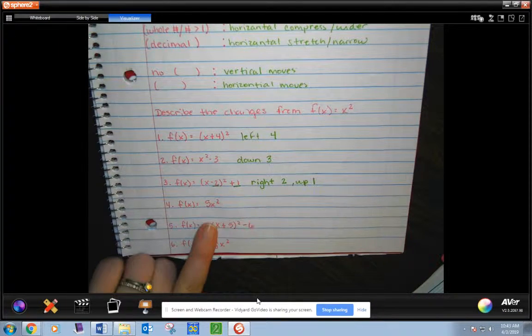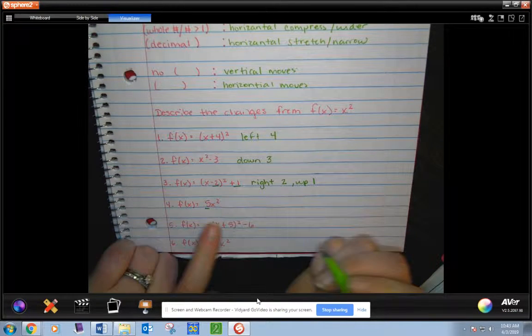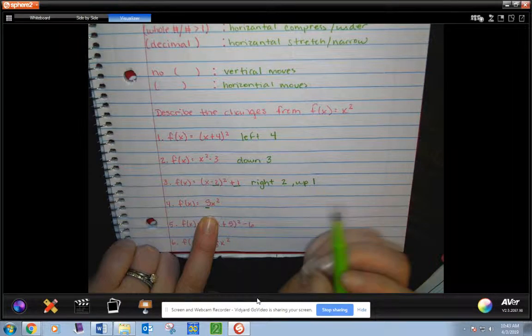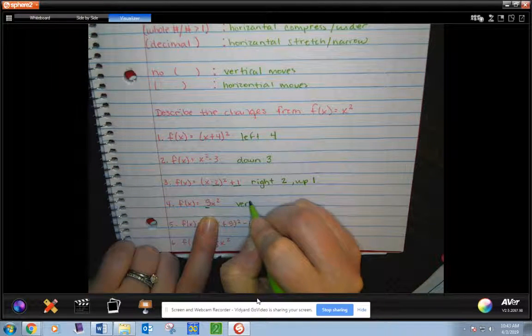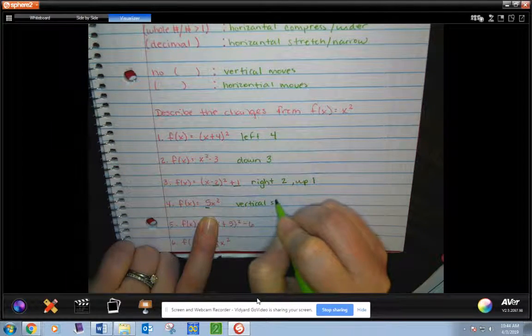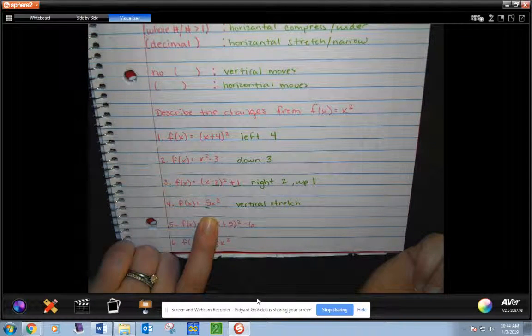Okay, for number 4, I have 5x squared. The only thing I have in this problem is a coefficient, and the coefficient is 5, which would be a whole number or a number greater than 1. So this is going to be a vertical stretch. Or if you want to put the word narrow, you can put narrow.